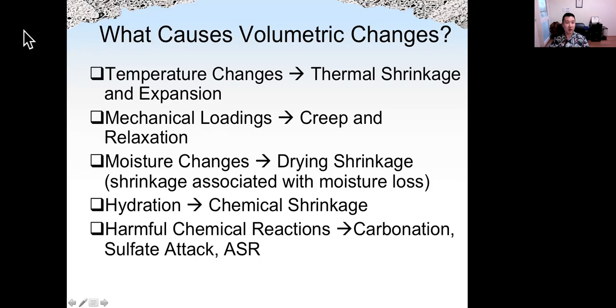Because concrete is very brittle, shrinkage of concrete may cause concrete to crack. So that will reduce the durability and also the strength of concrete. First of all, what causes volumetric change of concrete? And there are many different reasons, as you can see from here.